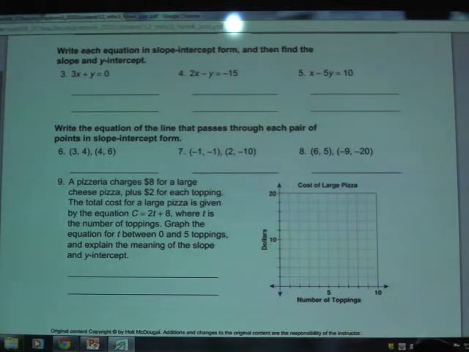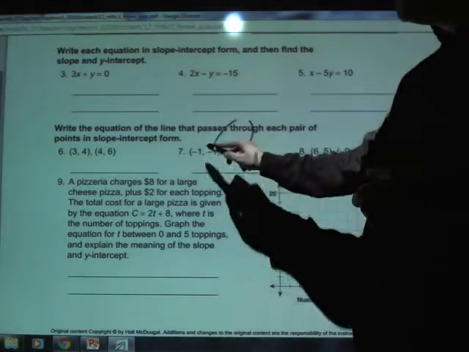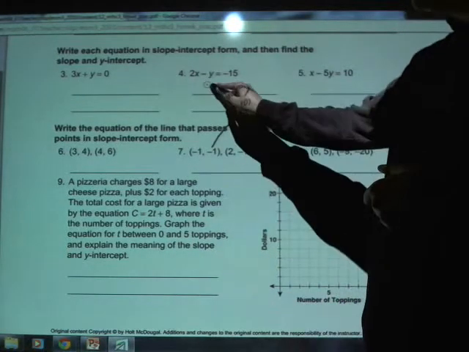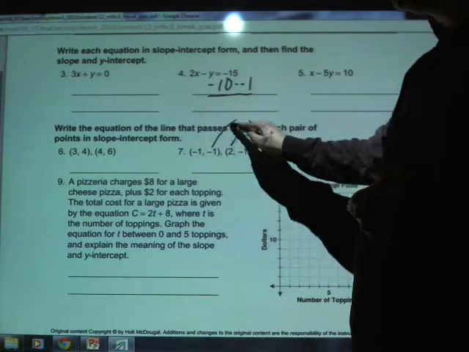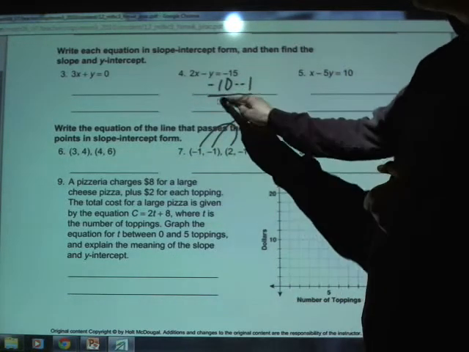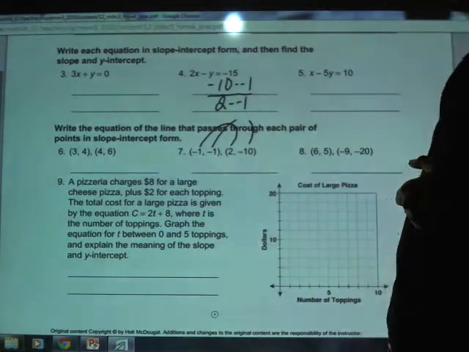Remember, that formula says I'm going to take the difference of the y values and divide that by the difference in the x values, or in other words, write that as a ratio or a comparison there, and that's where I'm going to start here. So I'm going to go ahead and look at question number 7 here. I'm going to go ahead and start off and subtract the y values. So that's going to be negative 10 minus negative 1. And then I'm going to subtract the x values in the same order. So that's going to be 2 minus negative 1.